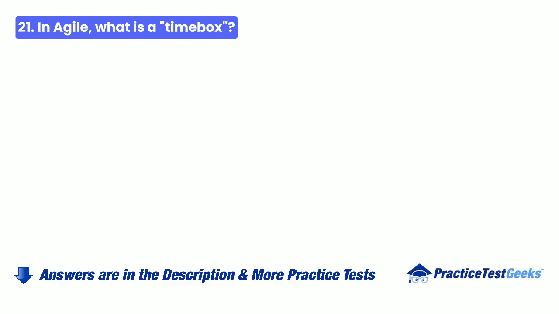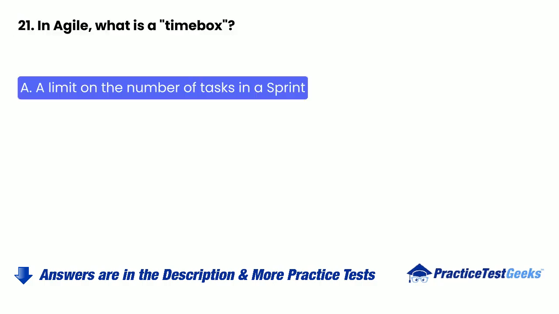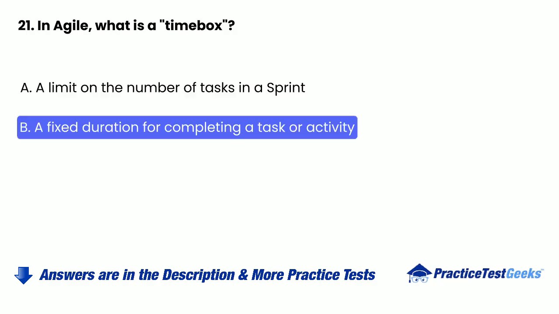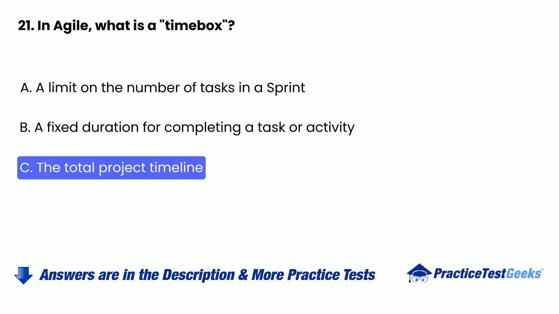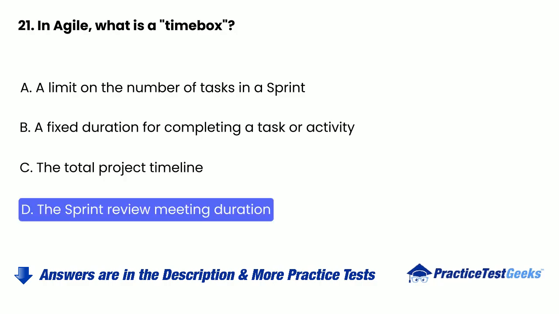(21) In Agile, what is a time box? A. A limit on the number of tasks in a sprint. B. A fixed duration for completing a task or activity. C. The total project timeline. D. The sprint review meeting duration.